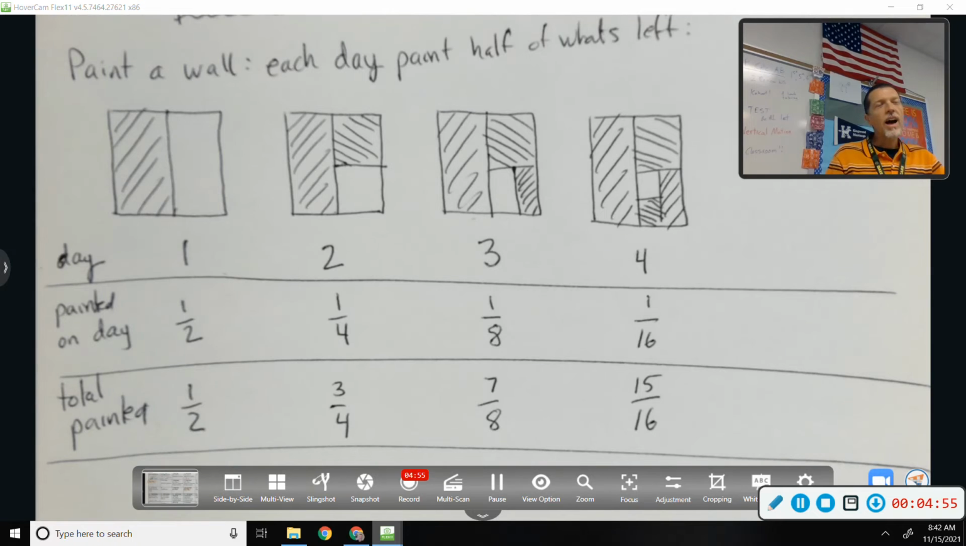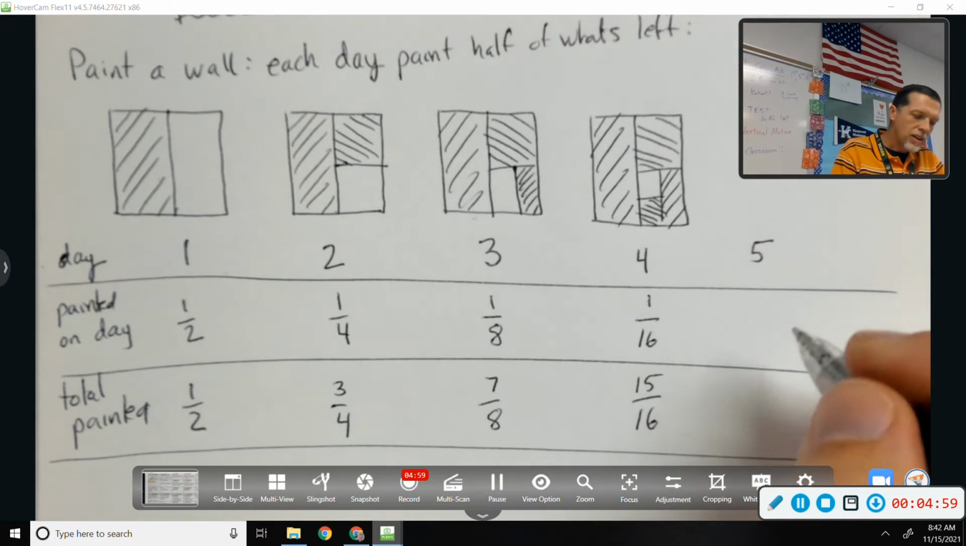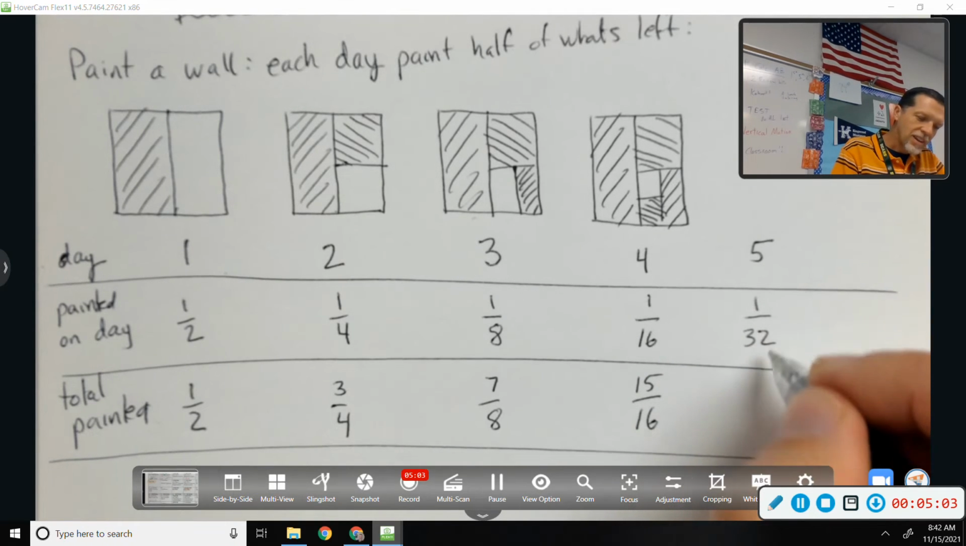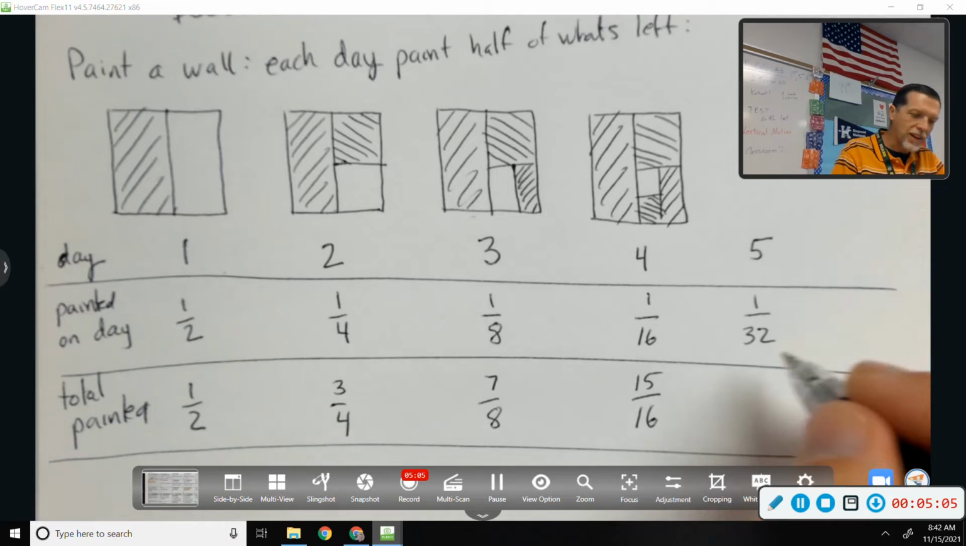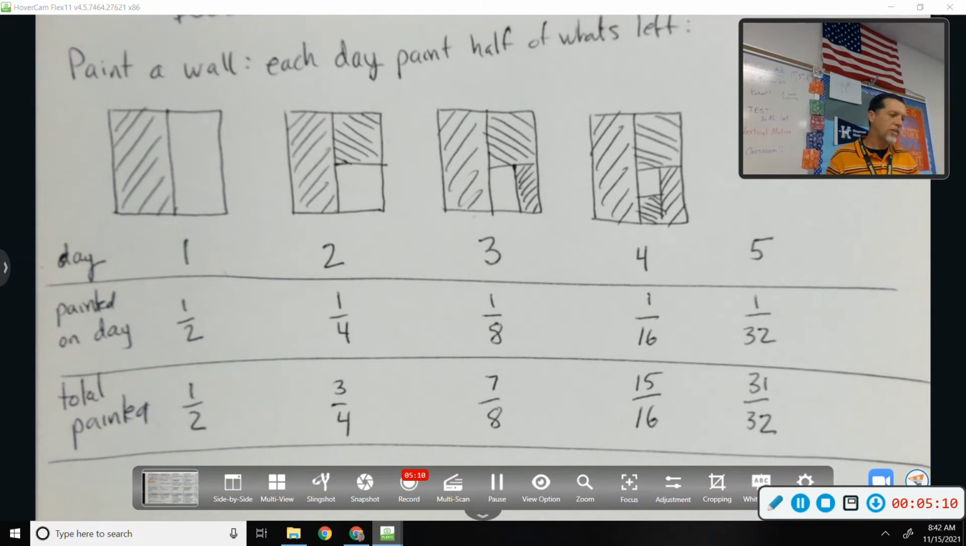I don't want to draw another one, but just to make sure we got the pattern down. On day 5, how much do we paint, first of all? 1/32. And how much total is painted? 31/32. So, a couple questions.